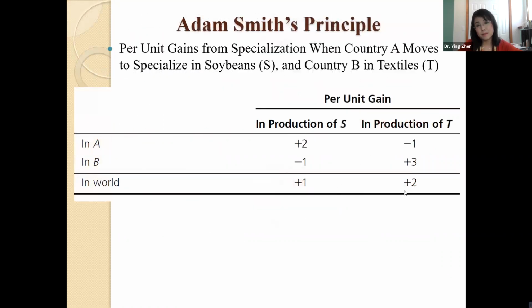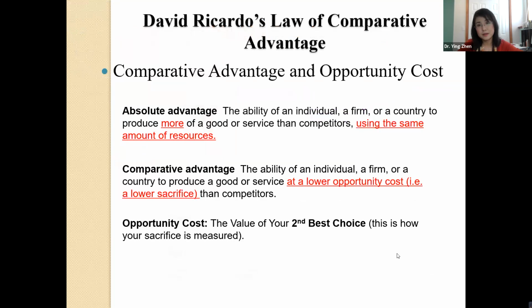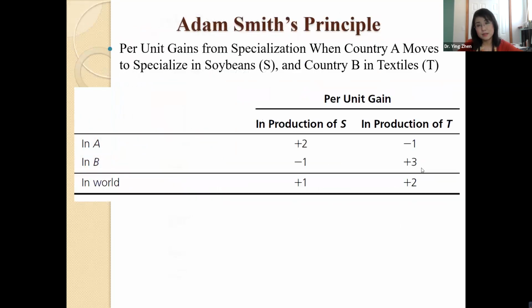And similarly, we will let B specialize gradually. So B will start by reducing its production of soybeans by 1 unit. Then B will free up 12 hours of labor, and then B will spend the 12 hours of labor on producing textiles. And then B can produce 12 divided by 4, which is 3 units of textiles. So we can also see such trade-offs, right?